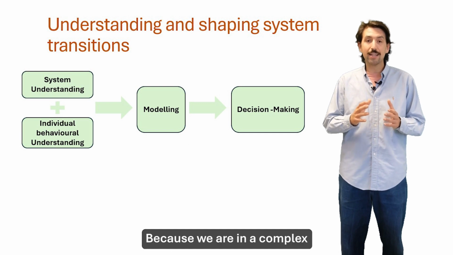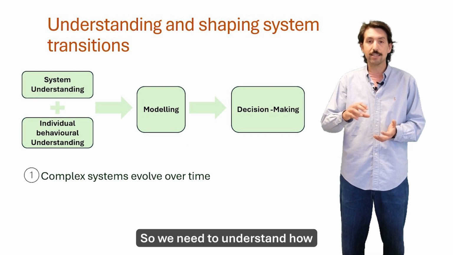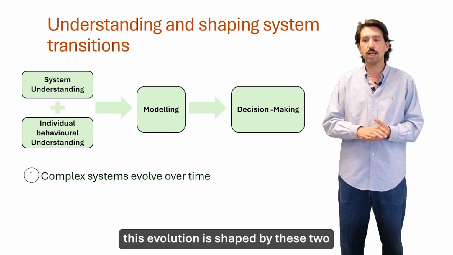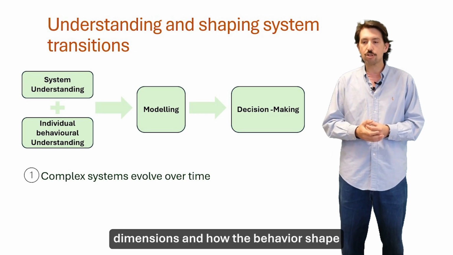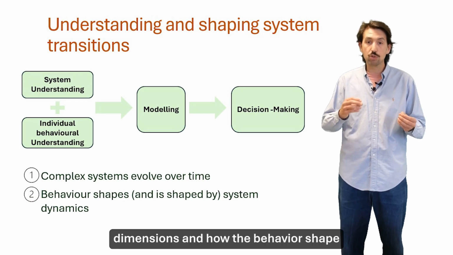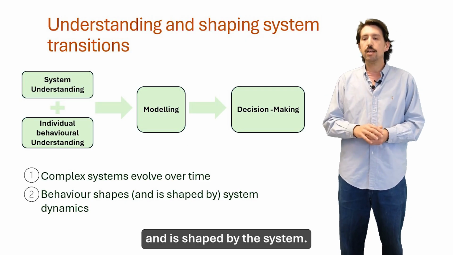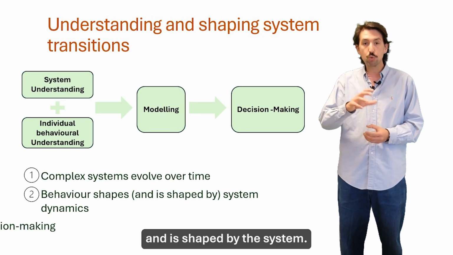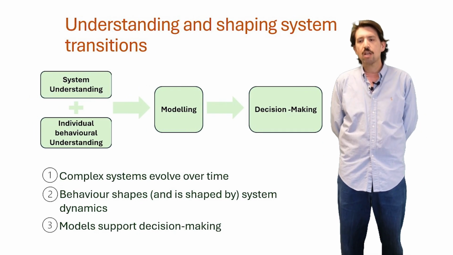Because we are in a complex system that evolves over time, we need to understand how this evolution is shaped by these two dimensions and how the behavior shapes and is shaped by the system. Together, we will have our decision making.